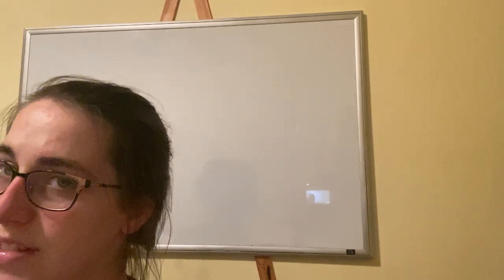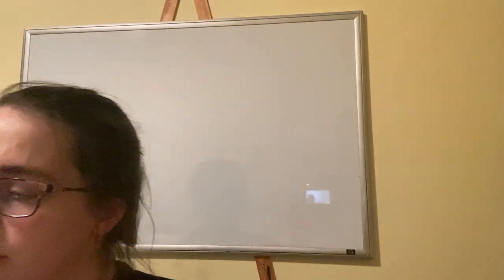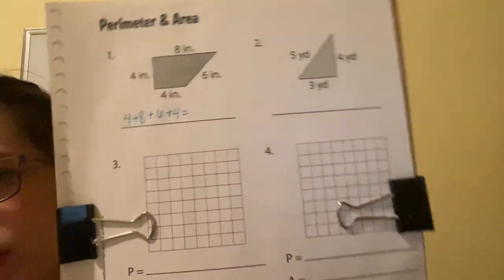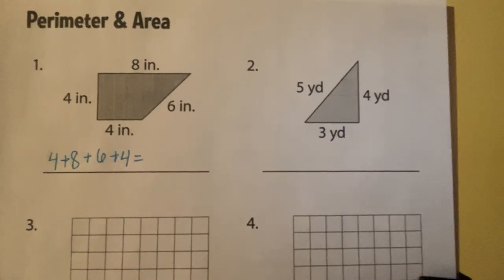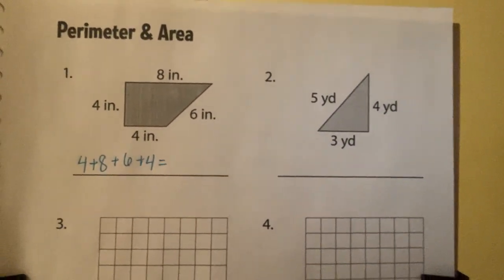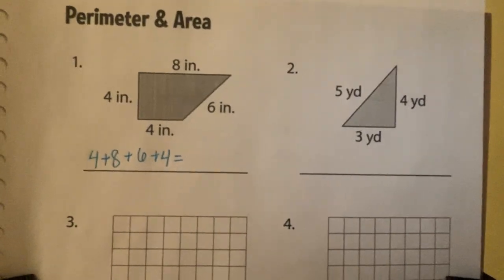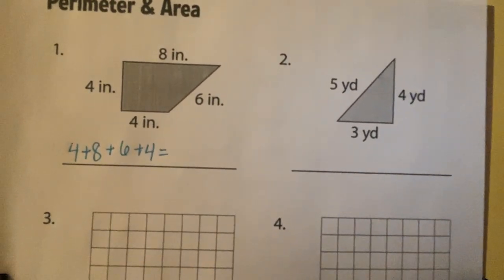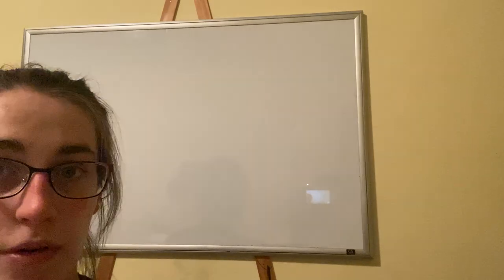Perimeter is the sum of the side lengths. You should have written something like 4 + 8 + 6 + 4. How can you find this answer quickly? Well, first of all, I can see a 10. If I put the 6 and the 4 together, I see a 10 plus 8 gives me 18. And if I count on from 18, 4 more, 18, 19, 20, 21, what do you get for the answer in number one for the perimeter?